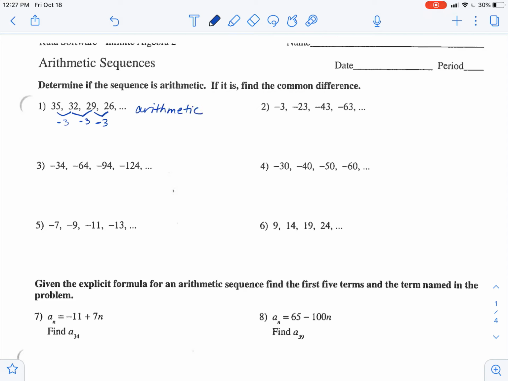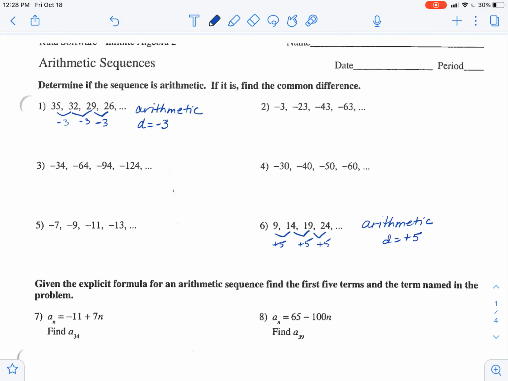Then let's see, maybe here. So 9 to 14, I'm going to add 5, add 5, add 5. Also, I forgot to put up here, so this would be d equals -3. This one is also arithmetic, and your d is +5. You don't need to put the positive there, but I did just because the other one was negative.